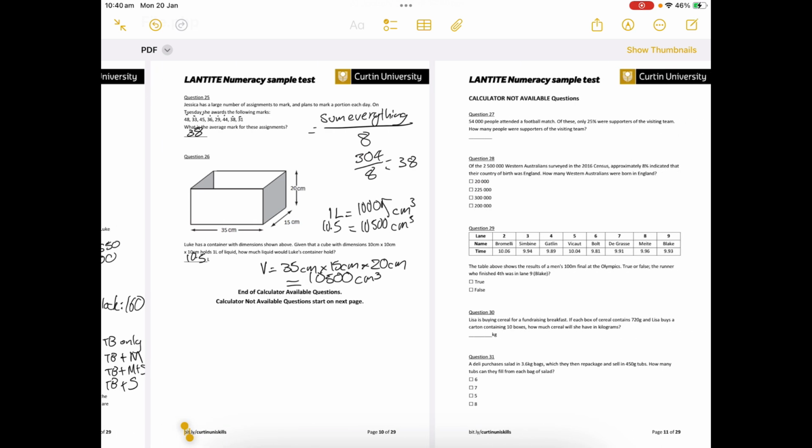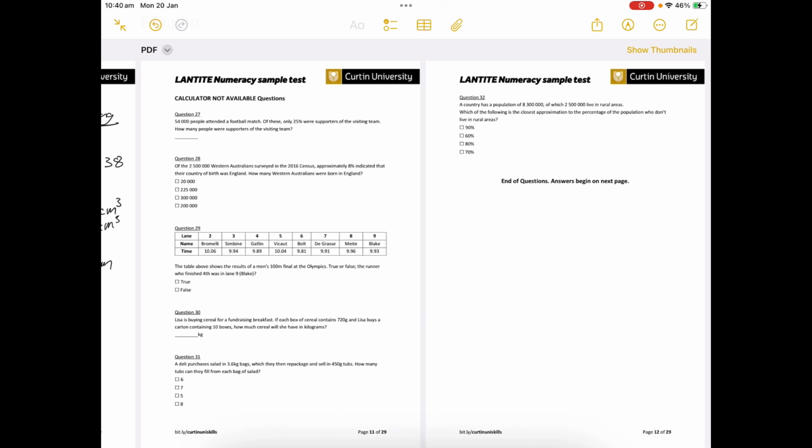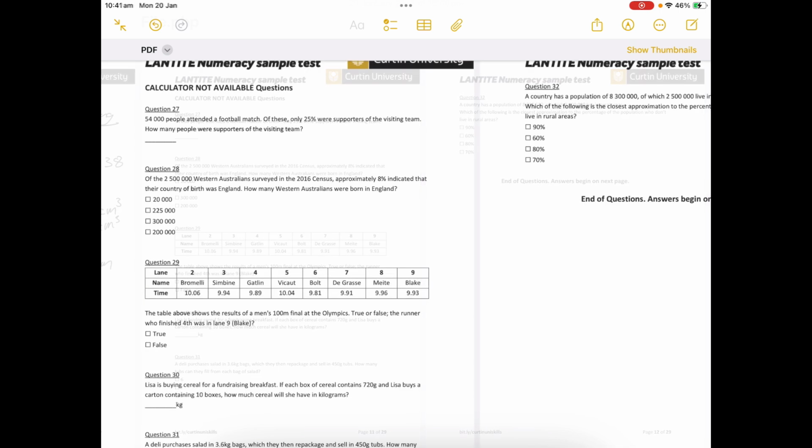Alright, that's the end of the calculator section. So we'll put calculators away. We'll do the rest of this by hand. Alright, non-calculator section, question 27.